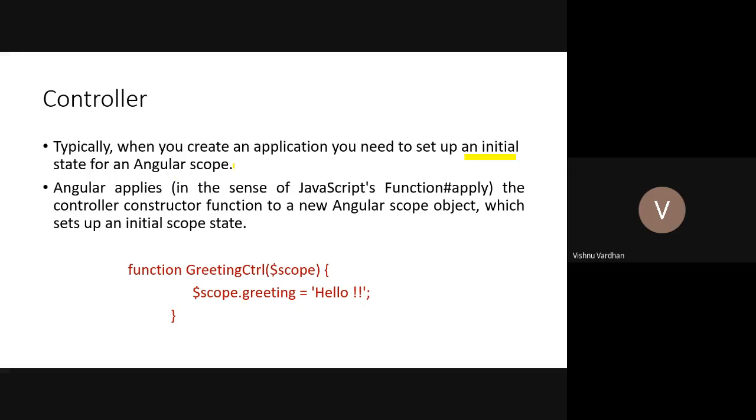So when you provide this scope by using ng-app, you need to initialize some properties, and set up some commands by attaching them to the $scope object. All these are the implementations for the controller. Then Angular applies the controller constructor to a new Angular scope object, which sets up an initial scope state. Okay, so we can see an example here.